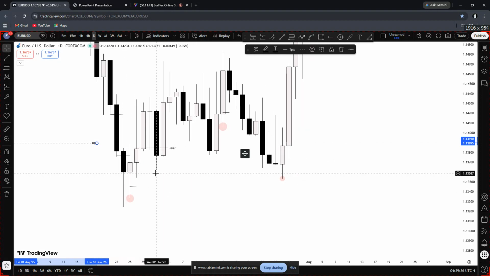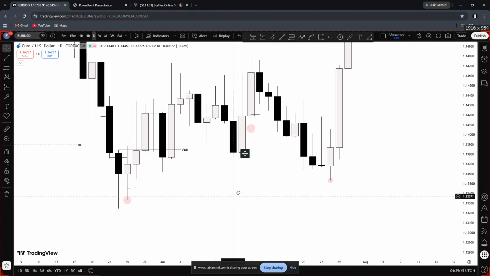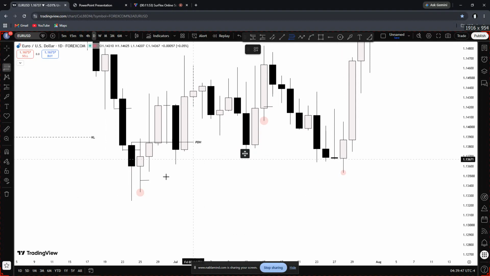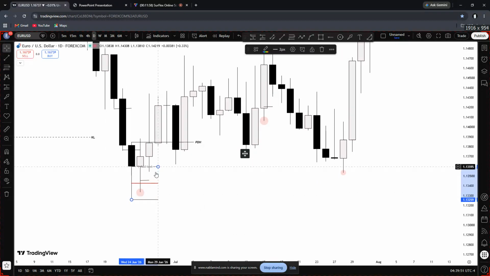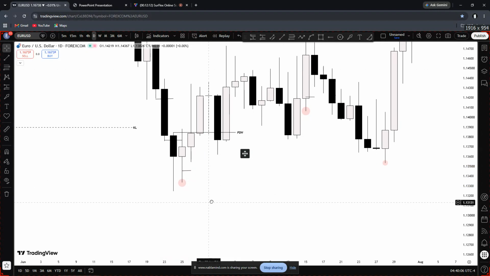The next day opened, price opened, traded into this rejection block. Now you can use your Fibonacci level here and measure this rejection block. You can see that price came back into 50% of this rejection block. This is to show you that the expectancy of price to trade into the buy side liquidity, or the previous day high, is very, very, very obvious.